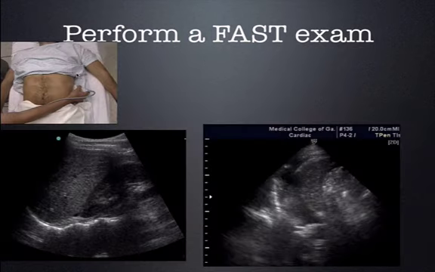You then progress over to the left upper quadrant where the probe is effectively placed in the left flank. You'll get an image of the spleen. Here's the diaphragm. Here's the splenorenal recess. And you would also want to move the probe down towards the patient's feet to look off the inferior pole of the kidney to check the left pericolic gutter. If you see a black stripe in any of these locations, then you have evidence of hemoperitoneum.